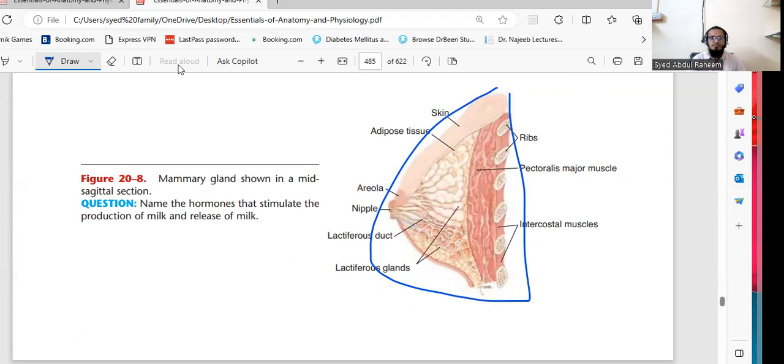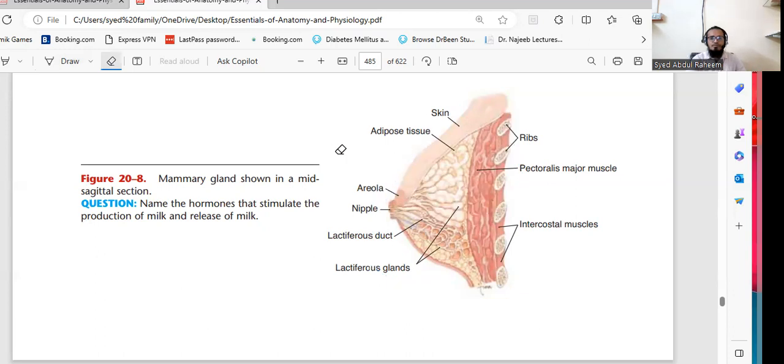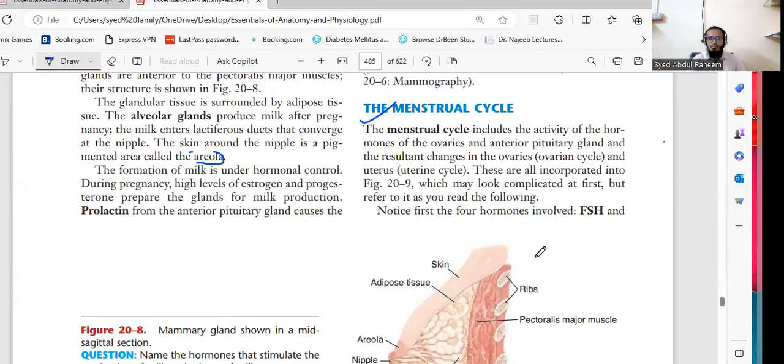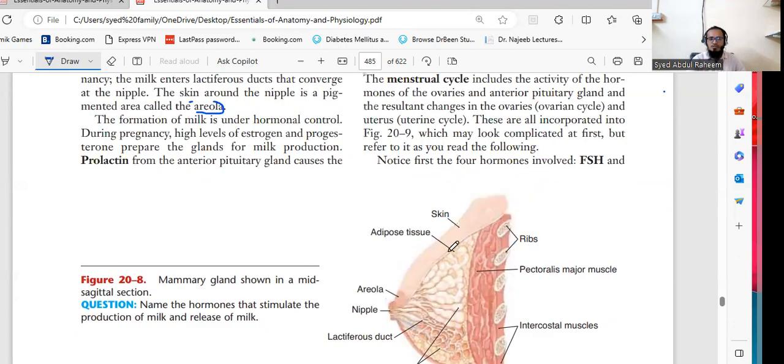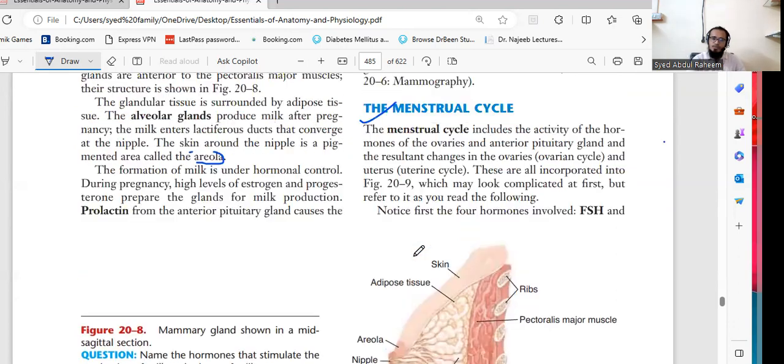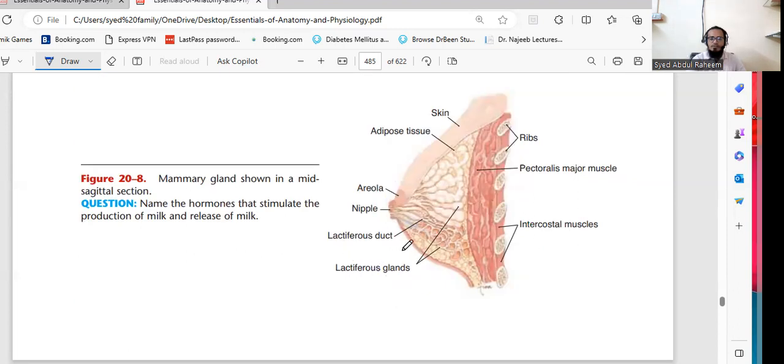Basically, this is the adipose tissue. In the adipose tissue, we have alveolar glands. These glands produce milk with the help of the lactiferous duct. These are the ducts, the path of travel of the milk. All of this is connected here, and we have one nipple, and the black pigmented area is called the areola.